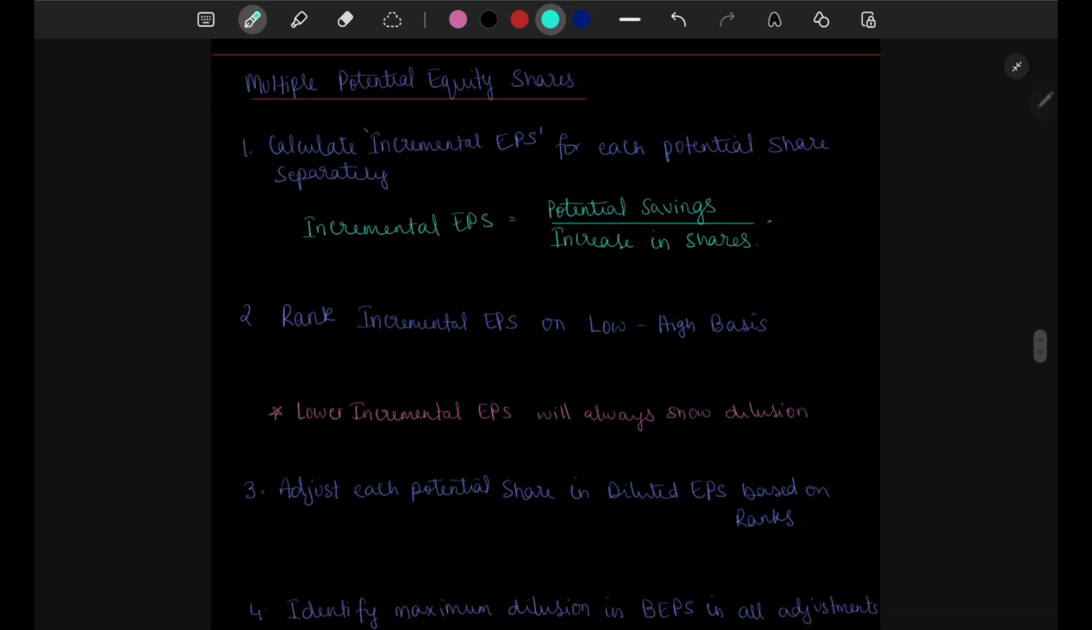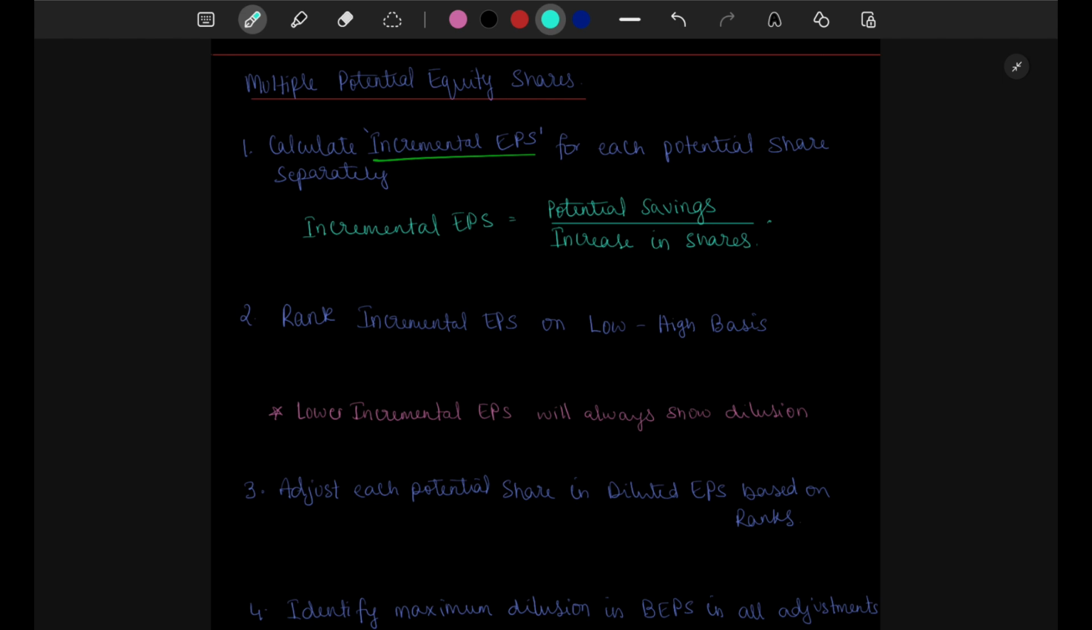So first you'll have to calculate incremental EPS for each item: for ESOP separately, for debentures separately, for preference shares separately, for share warrants separately, okay. How will you find the incremental EPS? You will take the potential savings divided by the increase in number of shares for each particular item. For ESOP the potential savings will be 0 and the increase in shares will be whatever is given in the question, and in case of convertible preference shares, the potential savings will be the preference dividend divided by the increase in number of shares given in the question, right?